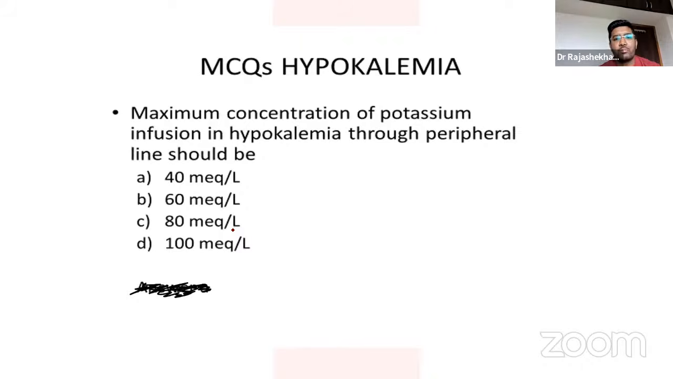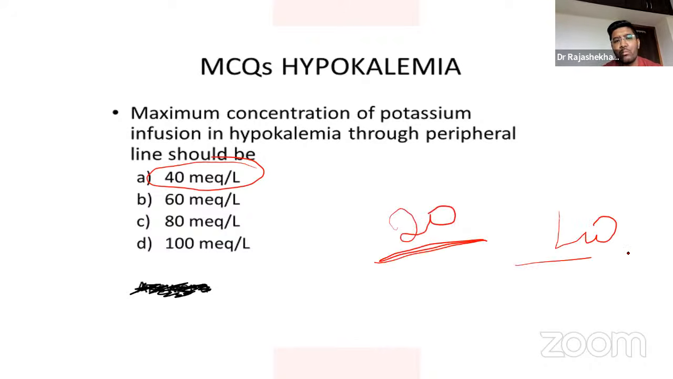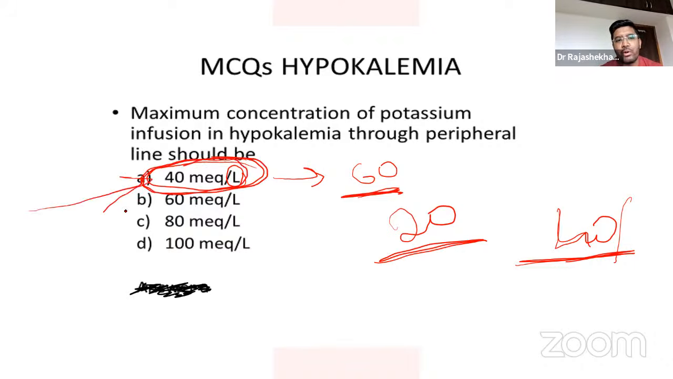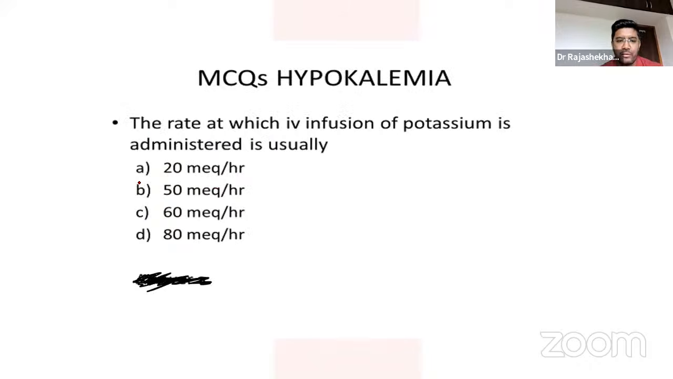Then, the maximum concentration of potassium infusion in hypokalemia through the peripheral line should be: 40, 60, 80, or 100. Definitely the lowest value is 40, so we are going to choose the answer as 40. Although it is 20 for small peripheral veins, for large peripheral veins you can go above 40 milliequivalent per hour or 60. Whereas they have asked per liter here, so per liter it can be up to 60. But it is always better to choose the lowest value according to Harrison. Although 60 per liter is mentioned in UpToDate, it is better to go with Harrison. So the answer is 40 here.